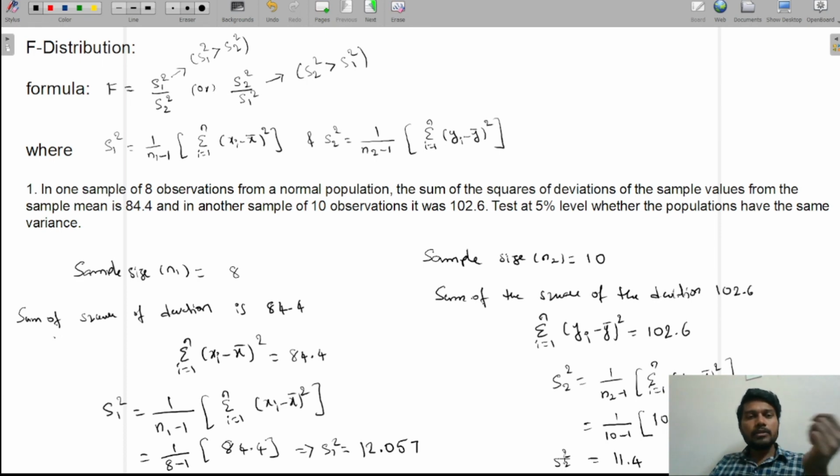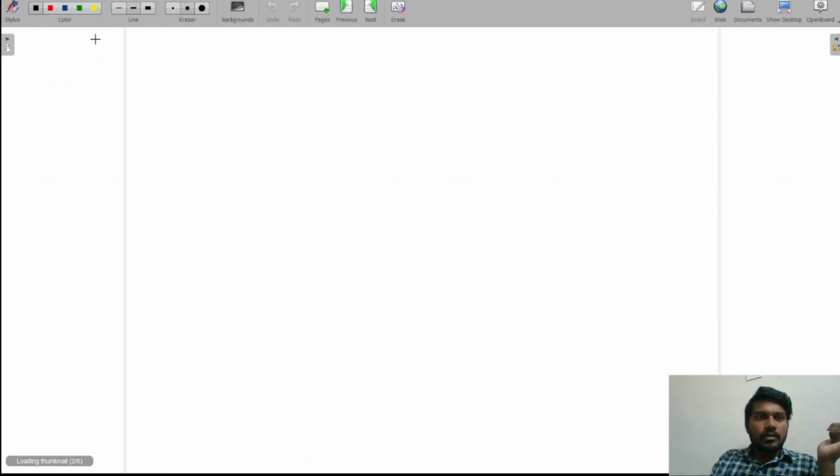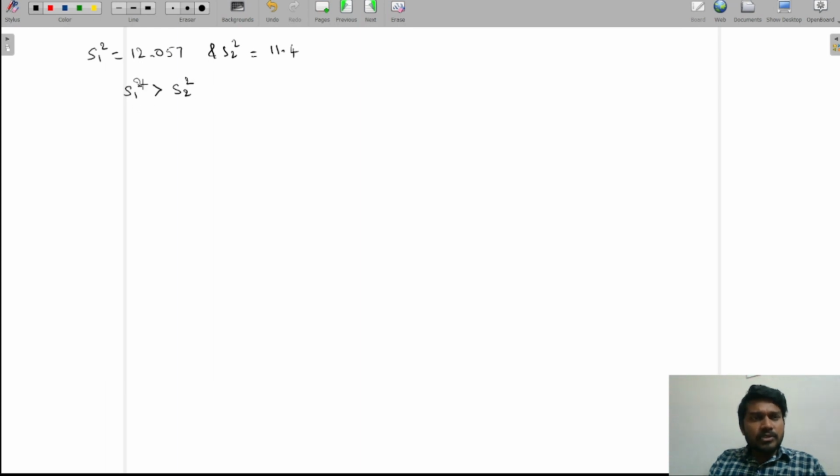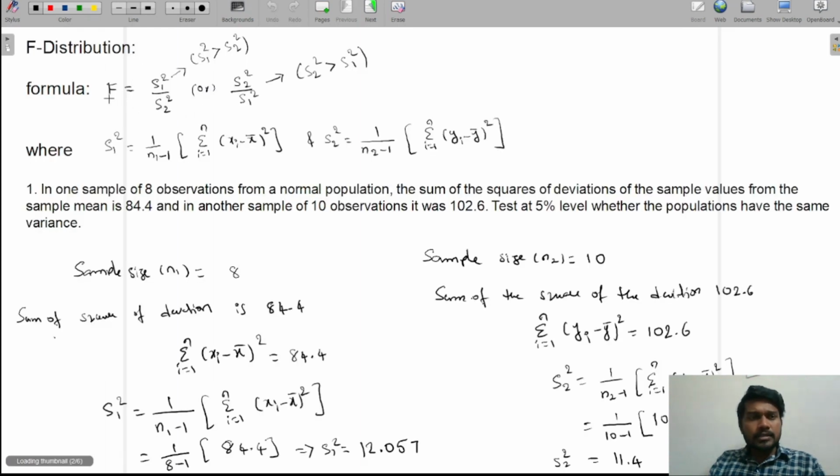Yes. So now we'll go to the required solution. So s1 square equal to 12.057 and s2 square equal to 11.4. So what do I observe here, tell me. Here we got s1 square is greater than s2 square. So s1 square is bigger than s2 square, right? So can I use this formula or this one? Yes, we have to use this one, right? Because s1 square is bigger than s2 square.